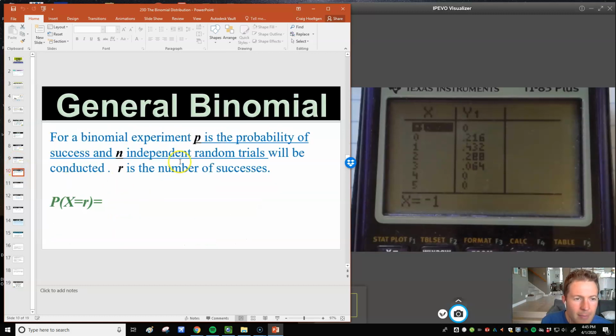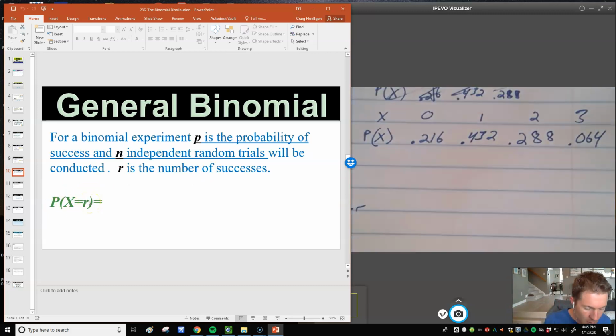Okay, great. Let's keep going. So in general, for a binomial experiment, p is the probability of success for n independent random trials that will be conducted. r is the number of successes. So the question is the probability of it equaling some number of successes.